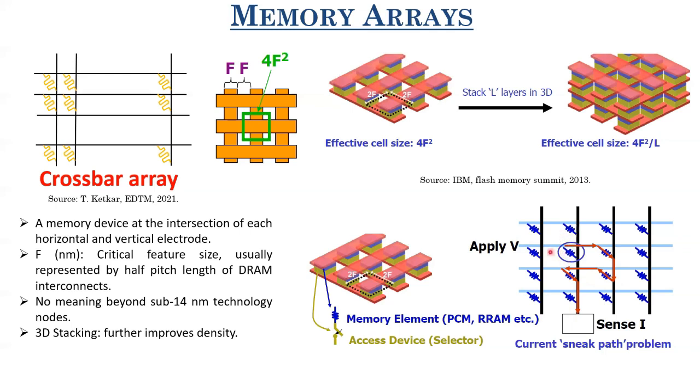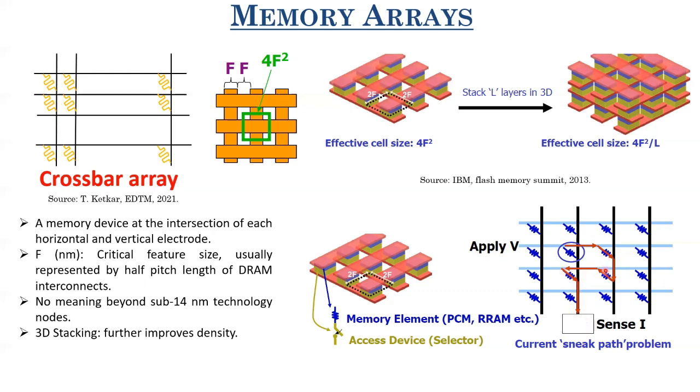So what may happen is that the current, instead of going through this cell, may go through this. I mean, it will definitely go through these cells like this. Why? Because current always takes the least resistance path to flow, right? So if the neighboring cells are very low resistance as compared to the cell which we want to read or program, then it may so happen that the current actually passes through the other cells, through this sneak path.